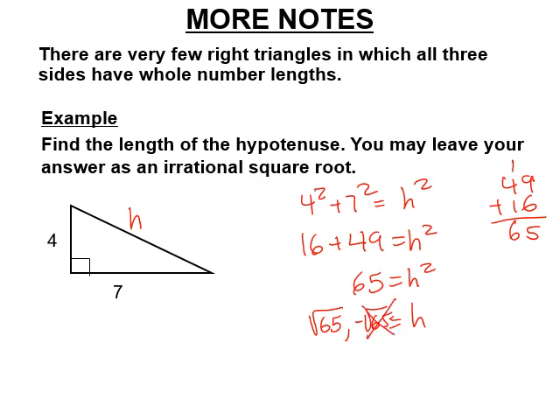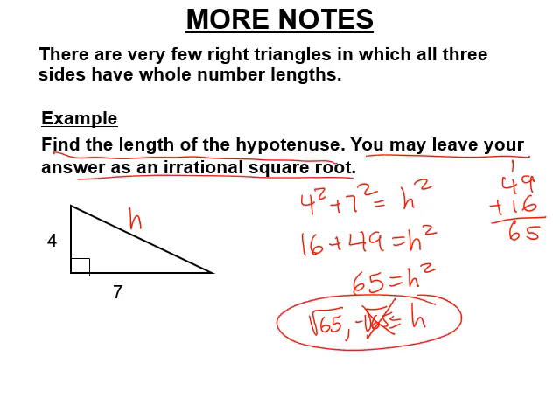And what does the instruction say? Find the length of the hypotenuse. You may leave your answer as an irrational square root. So that's what we're going to write. That's an irrational square root. You're allowed to leave it. That's the way I always did it when I was your age in school.